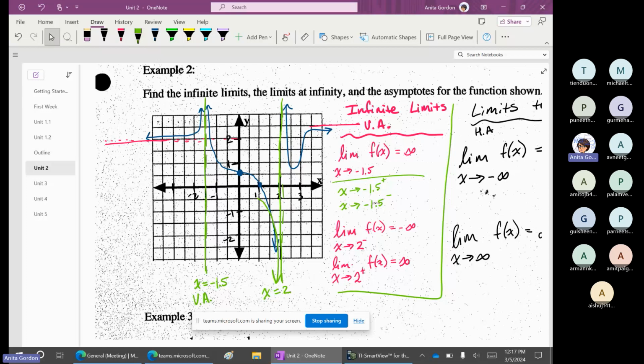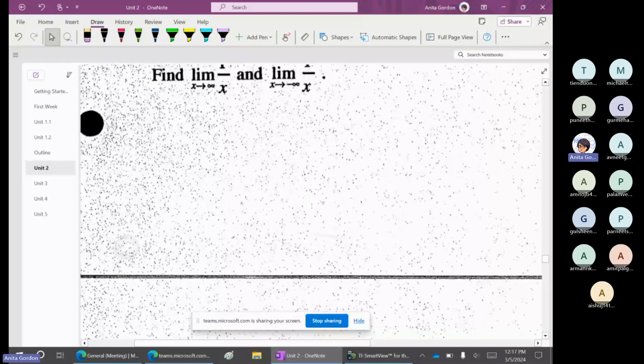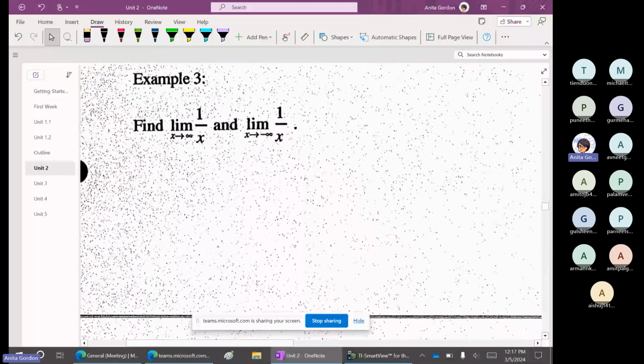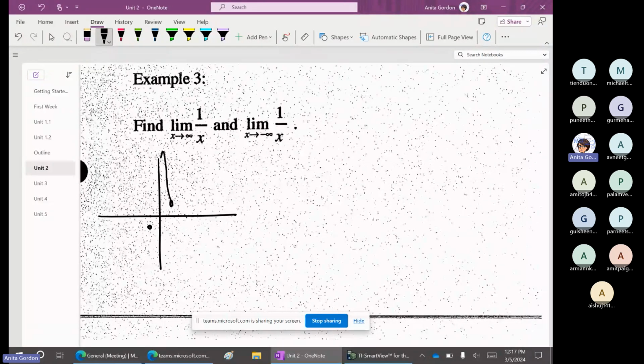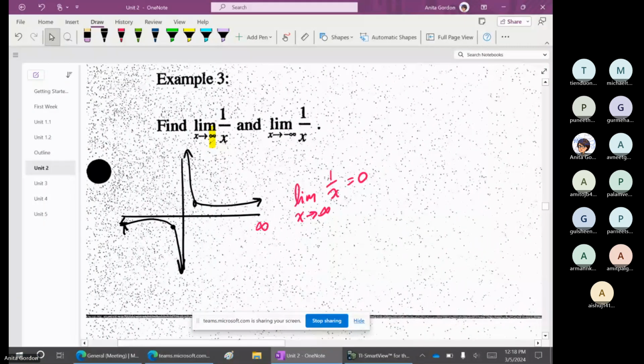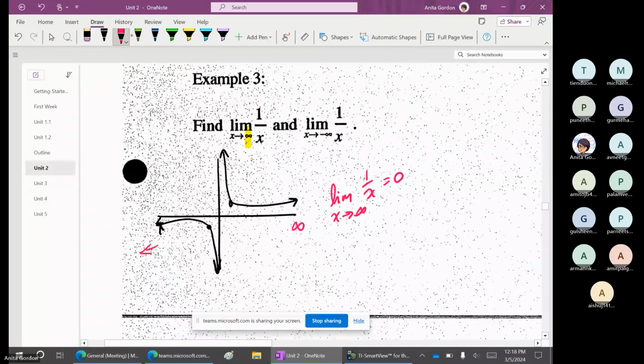So this was a visual demonstration. Let's take a look at an algebraic one. Example 3. What happens as we approach infinity of 1 over x? Some of you will recognize this as our base rational function, where this goes this way and this way, this goes this way and this way. So as x approaches positive infinity, my limit approaches what? 0. Goes to 0. And looking at the left side, also 0.